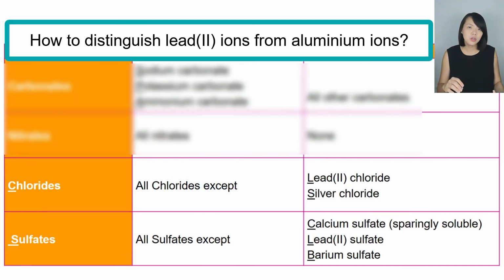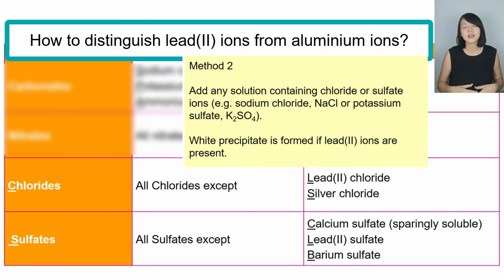So now to distinguish aluminium ions from lead-2 ions, we are making use of this solubility rule. We add any solution that contains sulfate ions or chloride ions, and only lead-2 ions will form precipitate with chloride and sulfates. If white precipitate is formed, then we can confirm that the cation that is present in this unknown solution must be lead-2 ions. If there's no precipitate formed when we add any solution that contains sulfate ions or chloride ions, then we can confirm that the cation that is present must be aluminium ions.